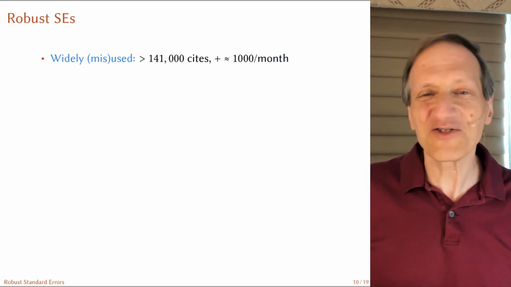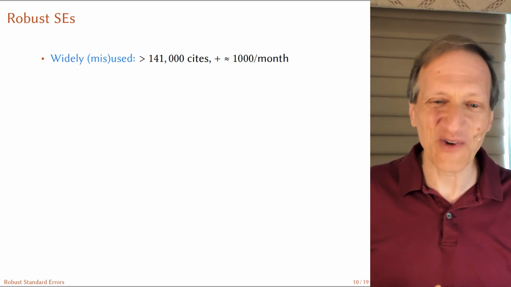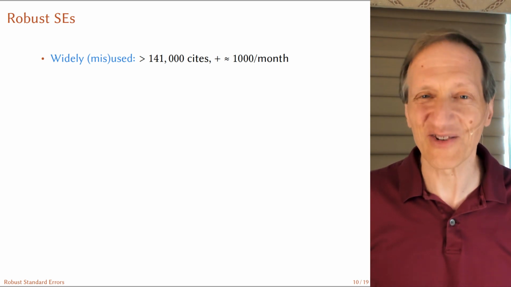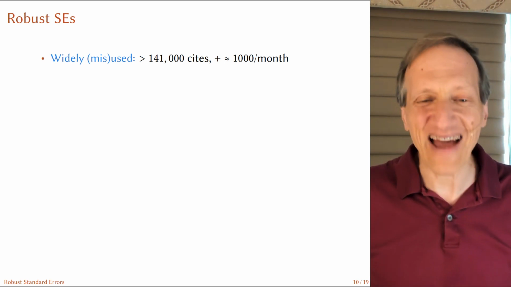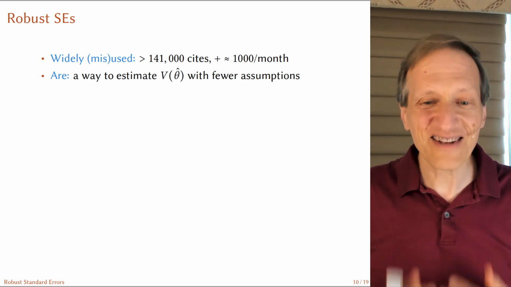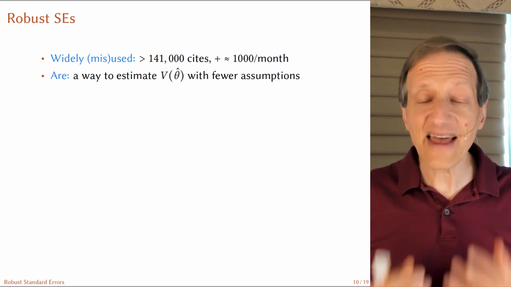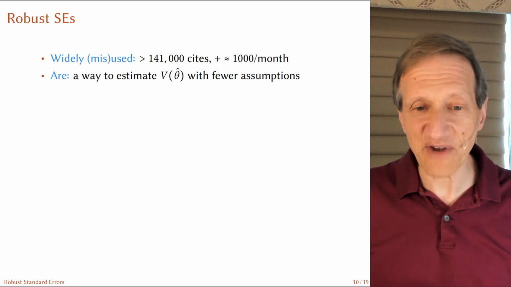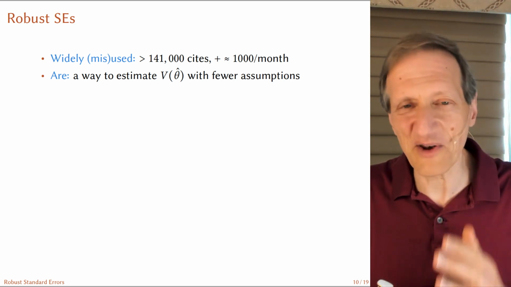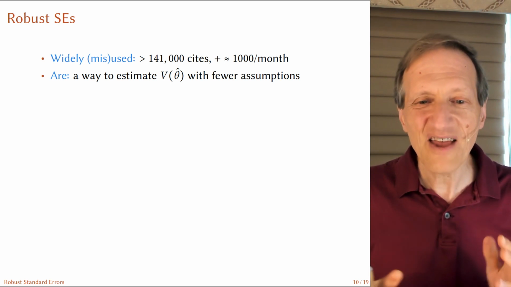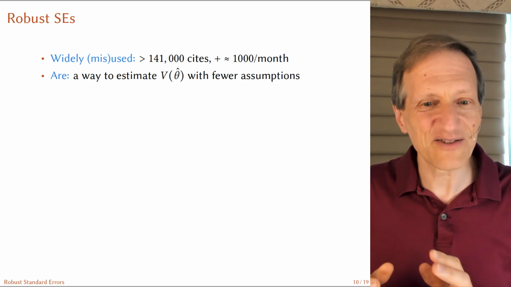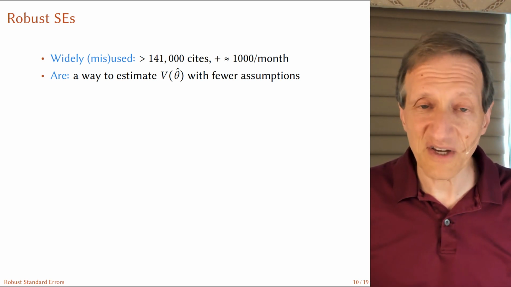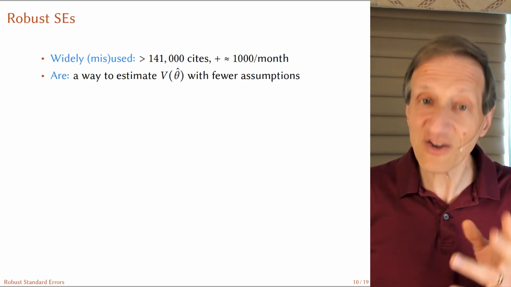As I said, they're widely used and widely abused. A few years ago, when we did this research, we calculated there were over 141,000 articles that used them, growing by about 1,000 a month. Robust standard errors are a way to estimate the variance of theta hat, the thing that comes out after you find the maximum likelihood estimates. We want to find the variance covariance matrix of them. This is a way to estimate the variance with fewer assumptions than we usually do by the negative of the matrix of second derivatives. So that's a really good thing.